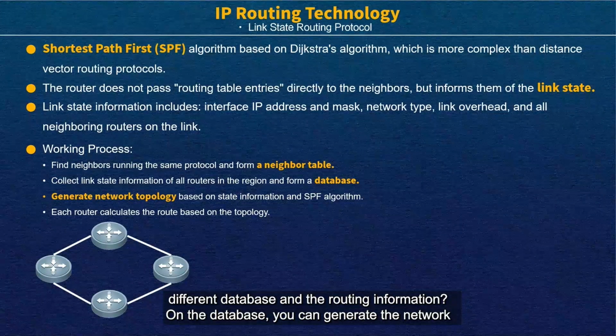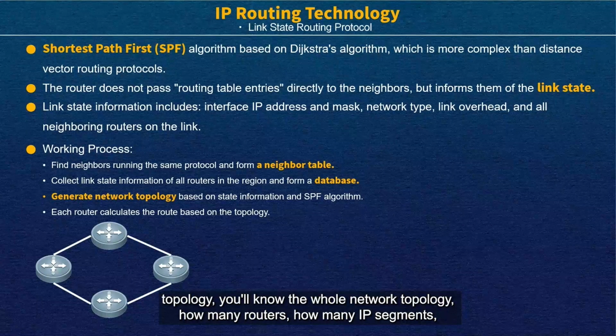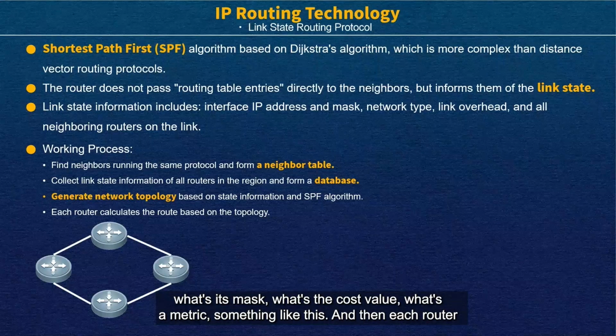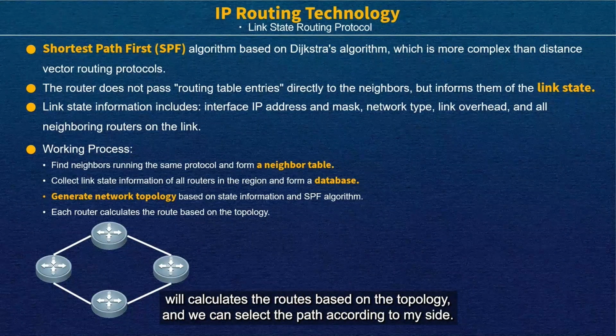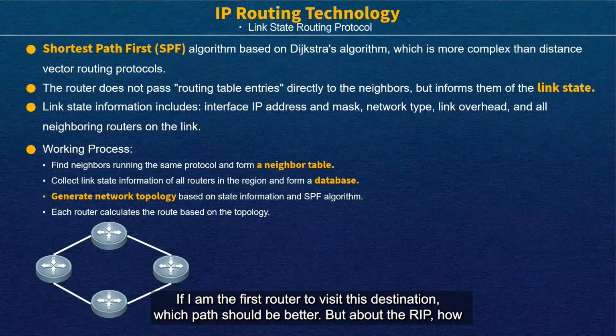On the database, you can generate the network topology. You know the whole network topology, how many routers, how many IP segments, what's the mask, what's the cost value, what's the metric, something like this. And then each router will calculate the routes based on the topology. And we can select the path according to my site. If I am the first router to visit this destination, which path should be better?